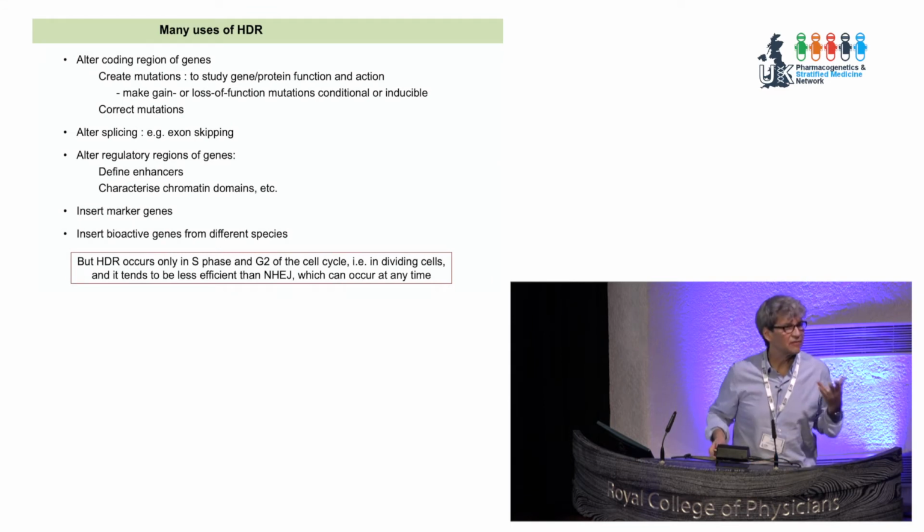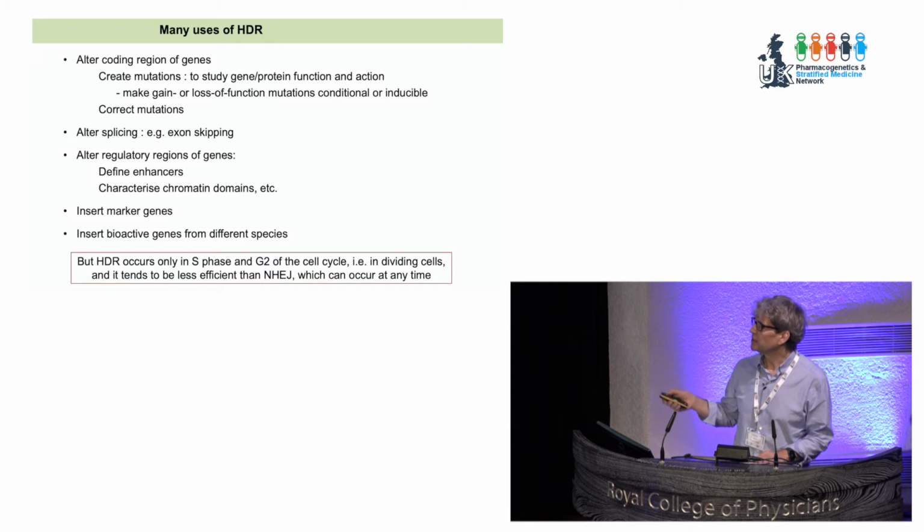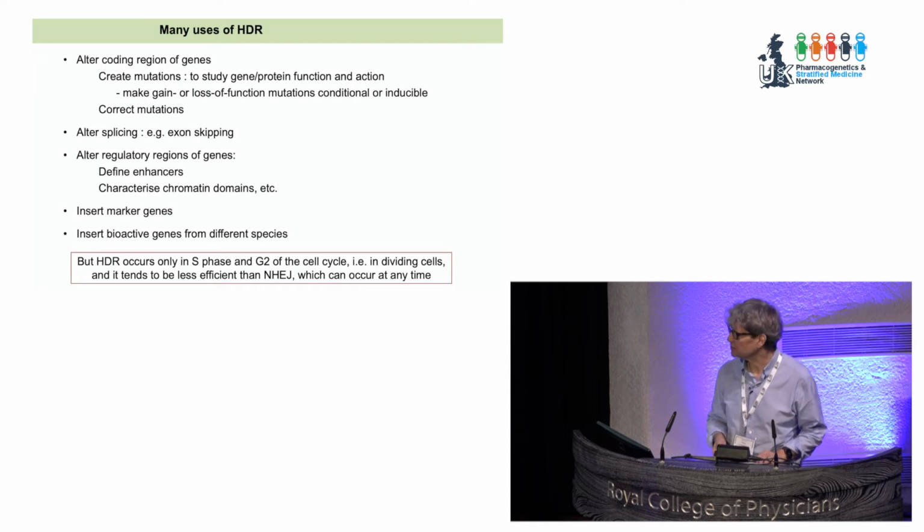There are many, many uses of homology-directed repair, of course. You can alter coding regions of genes, you can alter splicing, you can alter regulatory regions of genes, insert marker genes, insert bioactive genes from different species. Whatever you can imagine, in theory, you could do with this. But there's a problem in that homology-directed repair tends to only occur during S phase and G2 phase of the cell cycle. In other words, the cells really have to be dividing for this to work efficiently. And the other methods, particularly non-homologous end joining, are very active at all phases of the cell cycle.